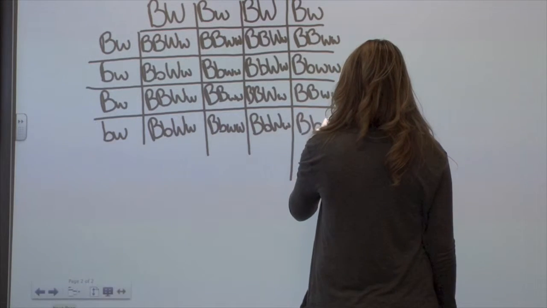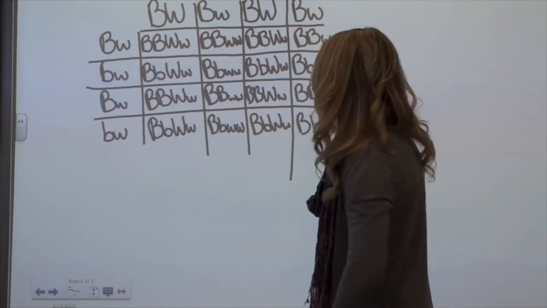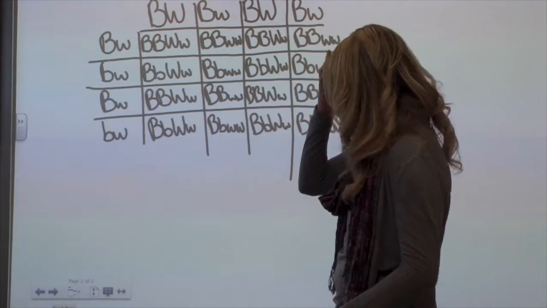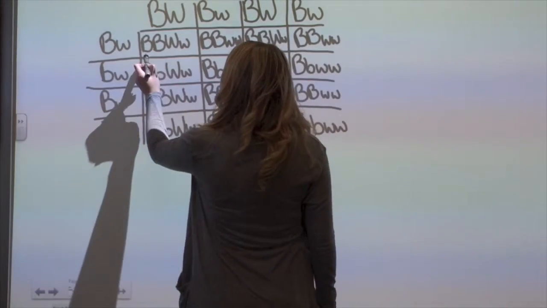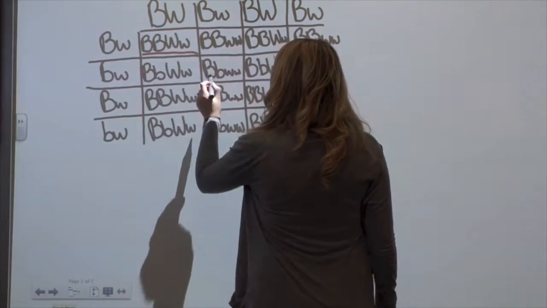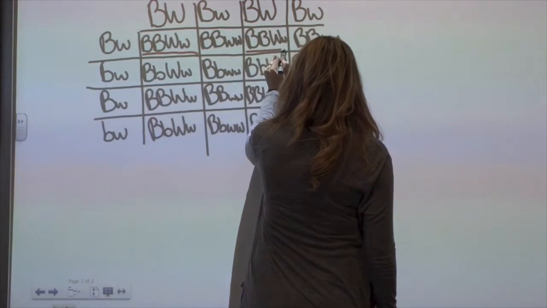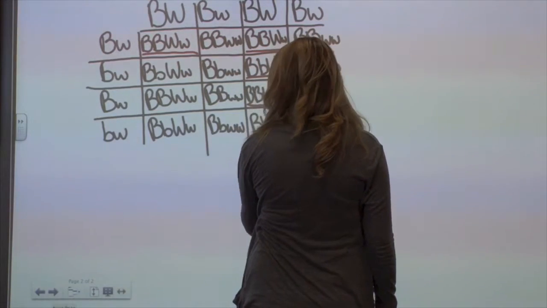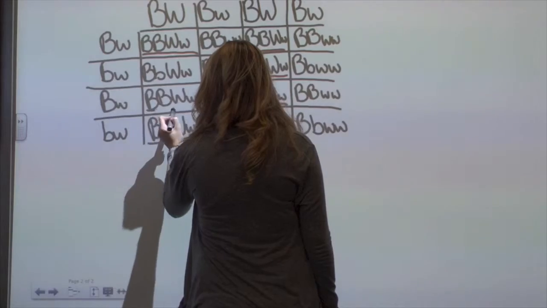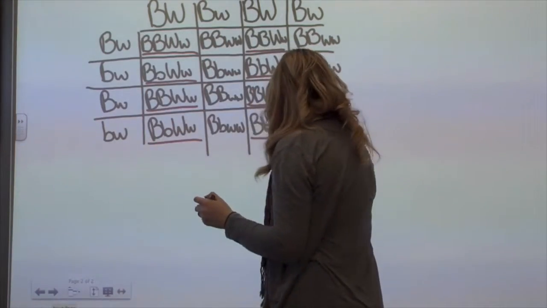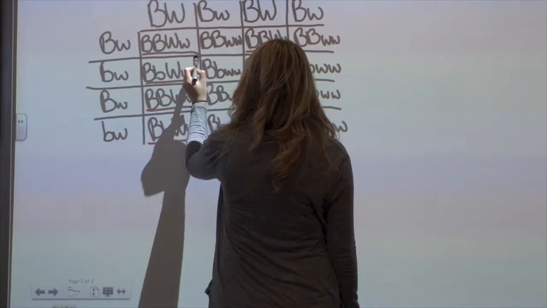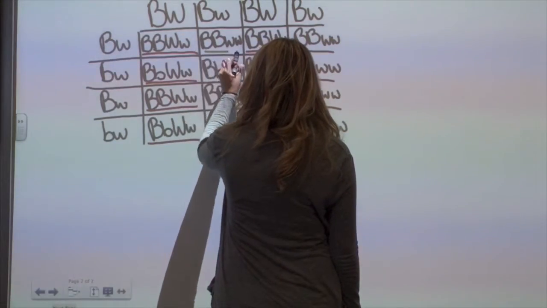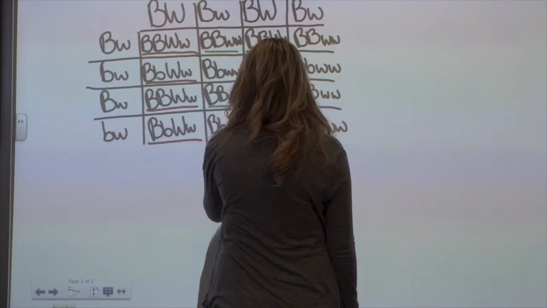So now what I'm going to do is color coordinate each of our options. Every time I see two large B's, a big W, and a little w, I'm going to highlight that red. So we have it again here, here, here. Green is going to be the two big B's and two little w's.